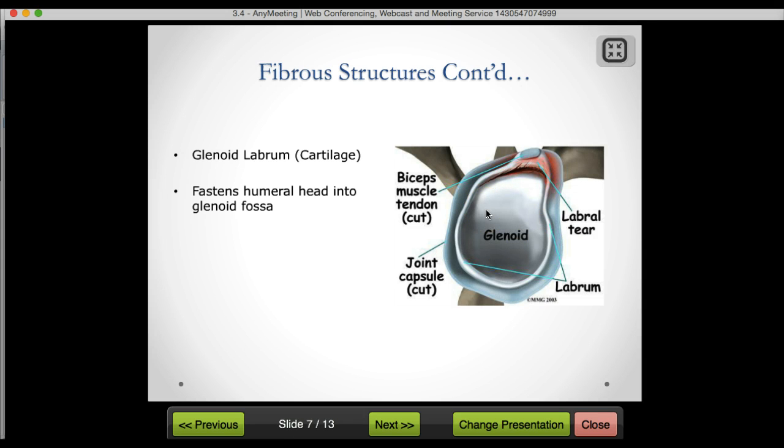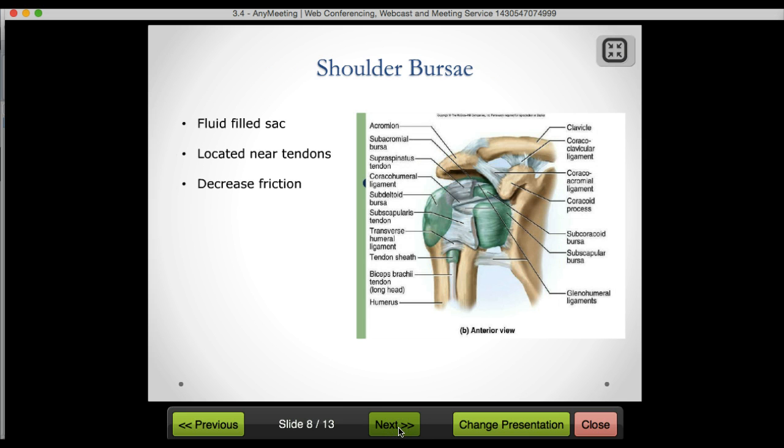Okay, and on the outside of the ring here, you can see in the illustration the joint capsule is cut. But technically, we would have the humerus inserted here, surrounded by this big fibrous capsule around it. Okay, so we're going to move on to the next slide, and we have the shoulder bursa.